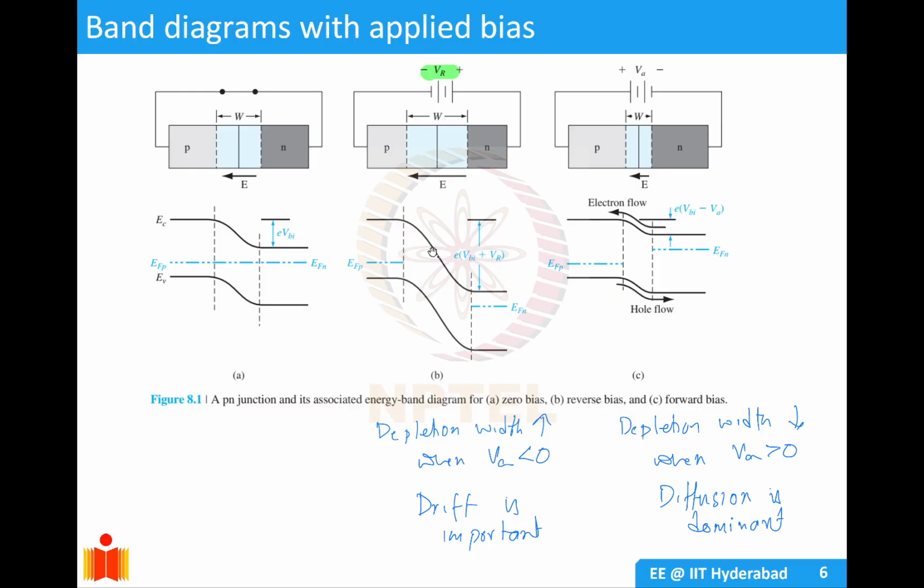So for reverse bias, your potential barrier increases. There is negligible diffusion current, so drift current is important, and the depletion width also increases. When you give forward bias, the barrier decreases, diffusion current is dominant, so you ignore the drift current, and also your depletion width is reducing.